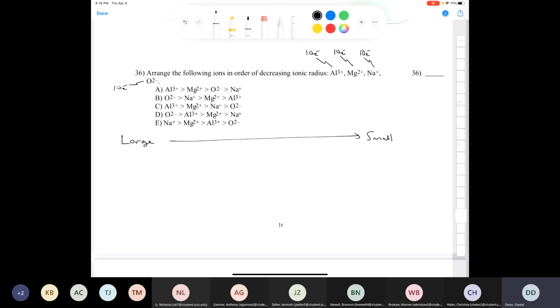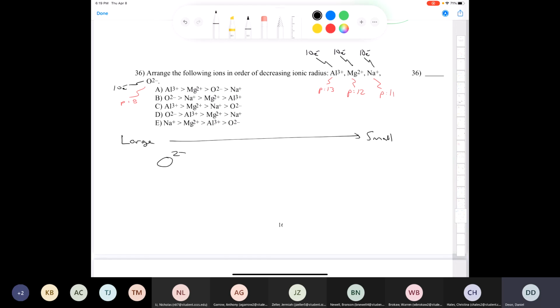Well, how many protons does aluminum have? Right? Aluminum is element number 13. It's got 13 protons. Magnesium has 12 protons. Sodium has 11 protons. And oxygen has 8 protons. Well, hopefully you can see which one of these is going to be the biggest, right? Whichever one has the least number of protons to try to rein in those 10 electrons, same rationale that we applied in the last question, oxide is going to be the biggest of all.